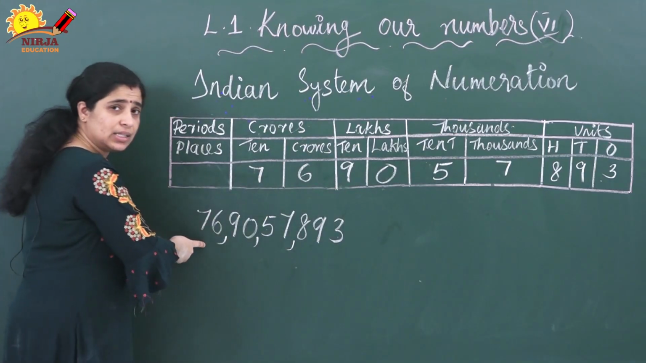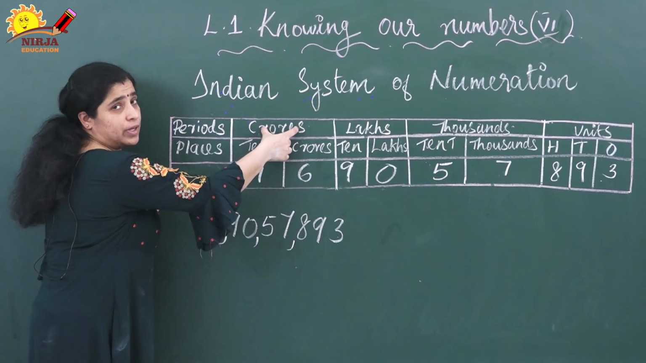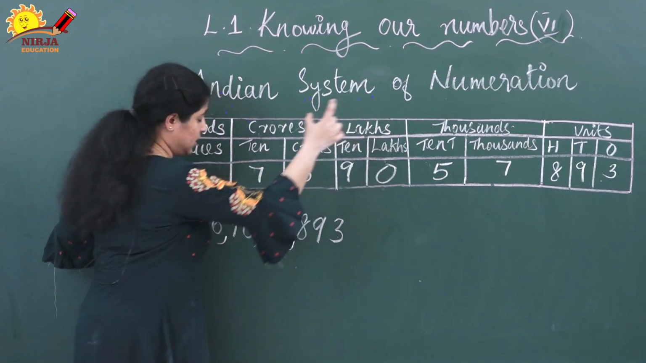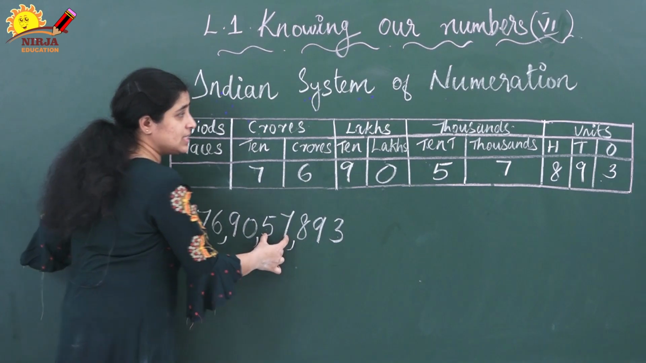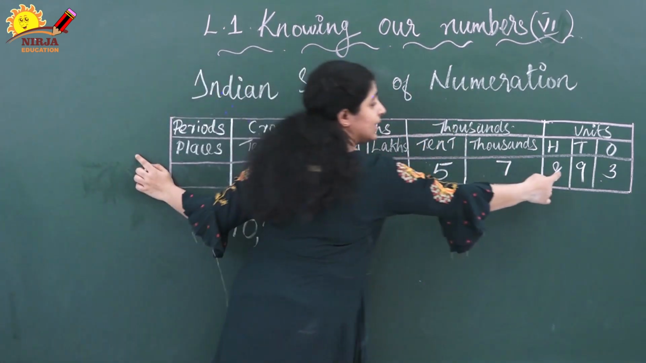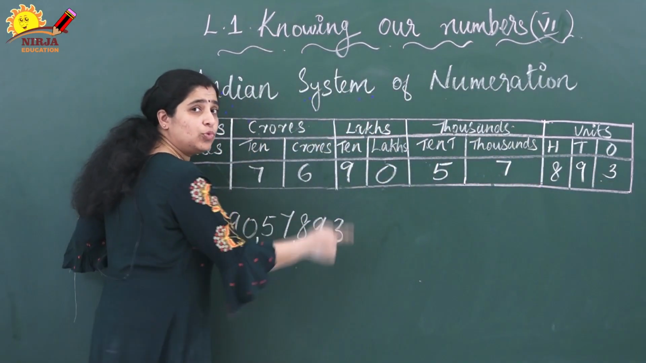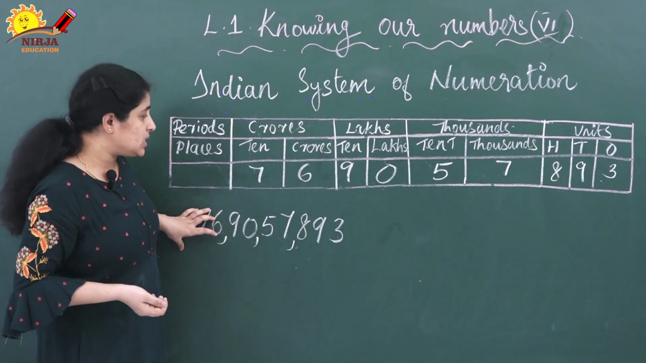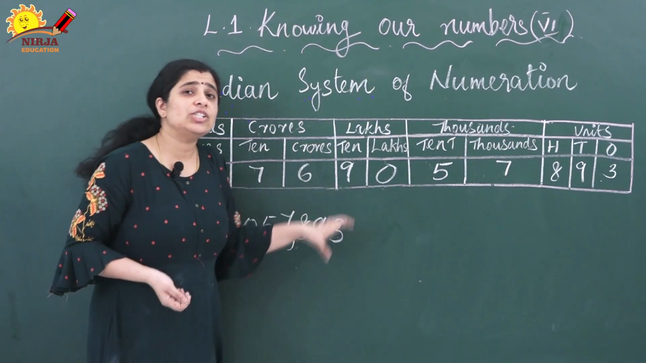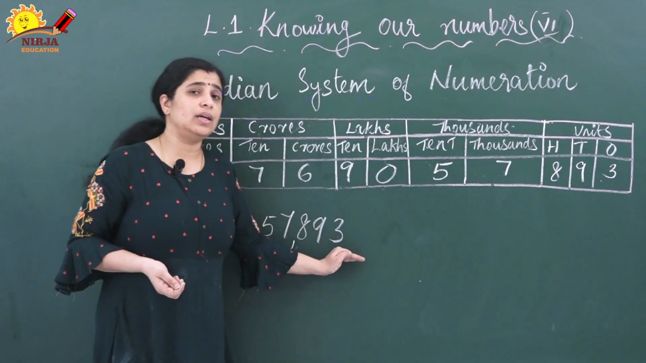So how can you read this one? This is in which period? Crores period. So 76 crore. This is in the lakhs period, so 90 lakh. Then this is in the thousands period, so 57,000 and here 893. I will repeat: 76 crore, 90 lakh, 57,893. Like this you can read the number.